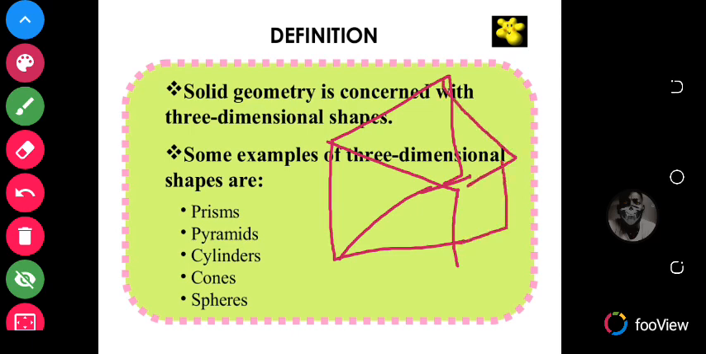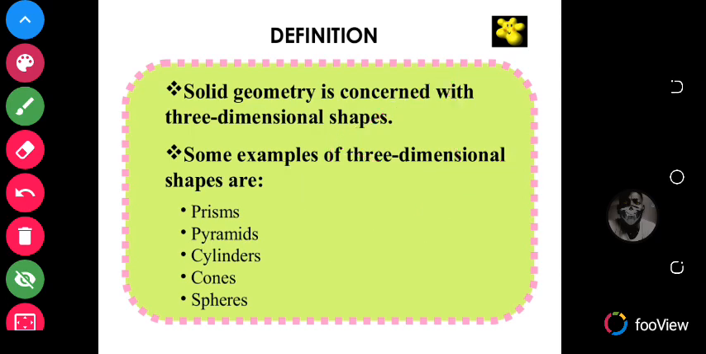And this is a three-dimensional shape. 3D simply means height, that is one dimension, length, another dimension, and breadth. Some examples of three-dimensional shapes are prisms, pyramids, cylinders, cones, and spheres. When we say three dimensions, they are models that you can actually bring into existence and touch. All 3D shapes have volume. It means they can contain some amount of material. If it's water, 3D shapes can contain water, or they can contain something else.